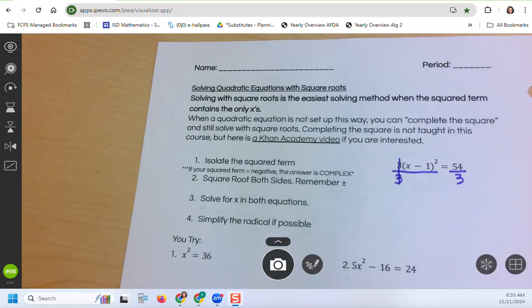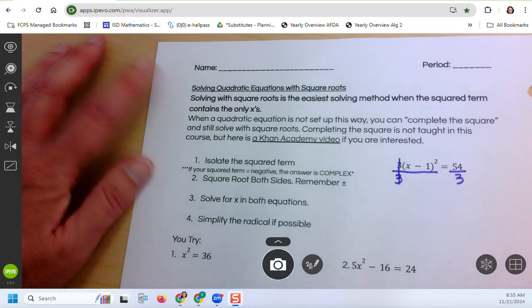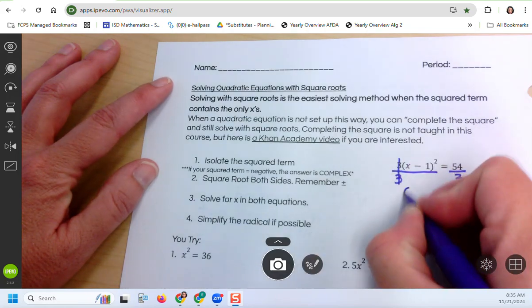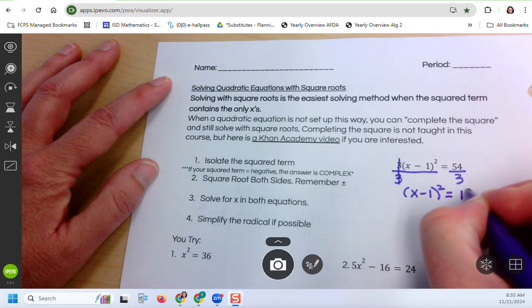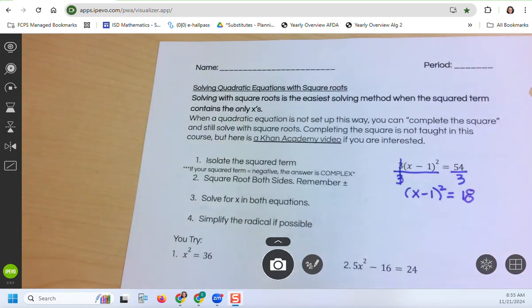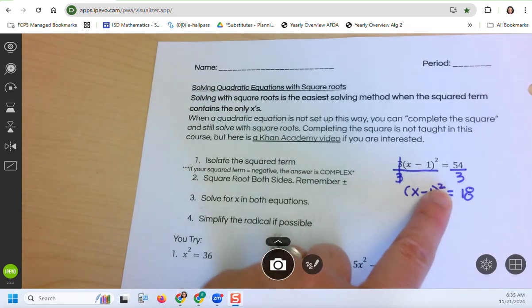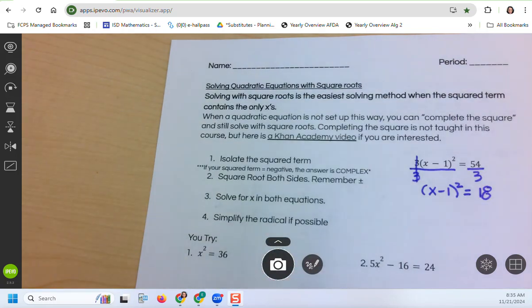54 divided by 3. What are you guys getting? 5. Did you say 5? 54 divided by 3. What is it, guys? 18? Yes? Okay. All right, then, the inverse operation of squaring is square root. So to get rid of this square right here, we've got to do a square root on both sides.